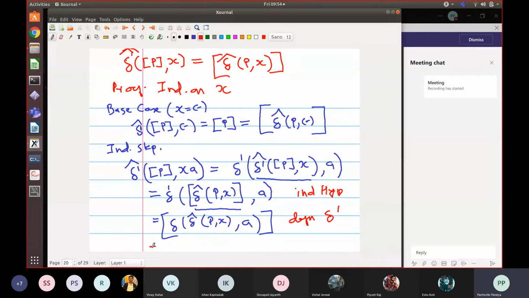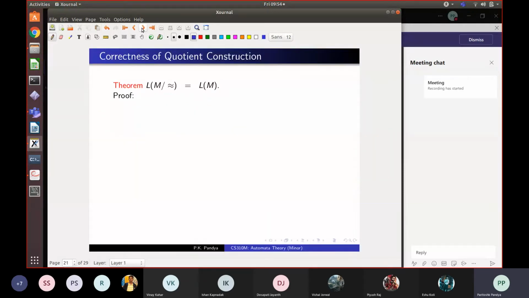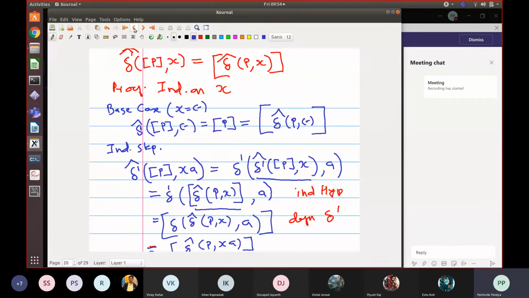And of course, it's easy to see that this is equivalent to the equivalence class of delta hat of P on xa. So assuming by the induction hypothesis that the property holds for x, we have proved it for a longer string xa, and hence we have completed the proof. So you should be able to understand how these proofs work. Now these proofs are given in Kozen. I'm just doing it here, reminding you of it, if you have done it.